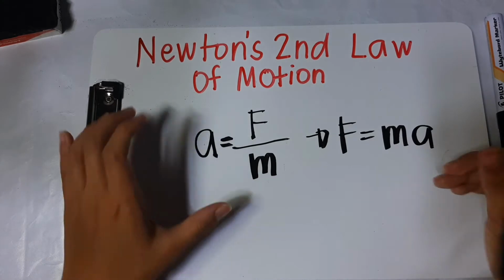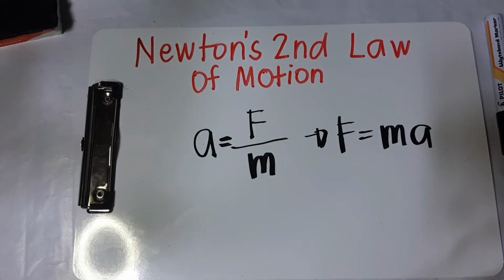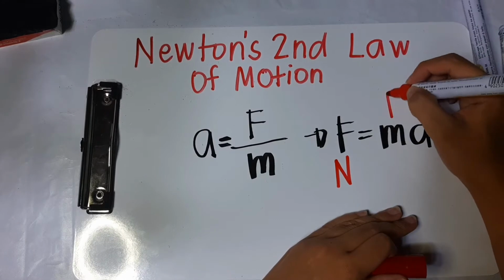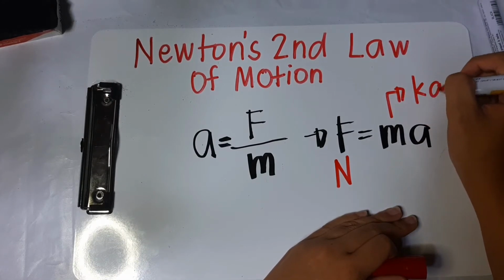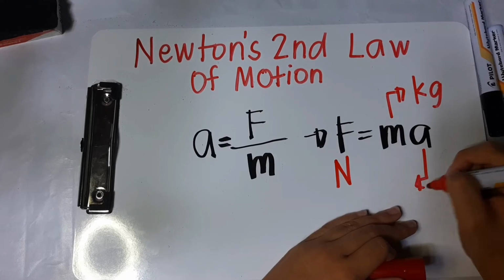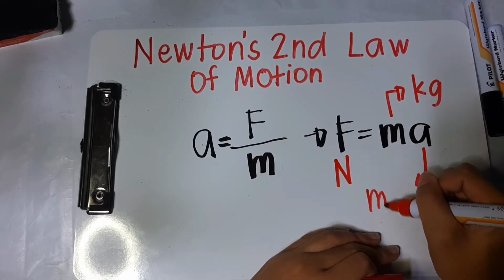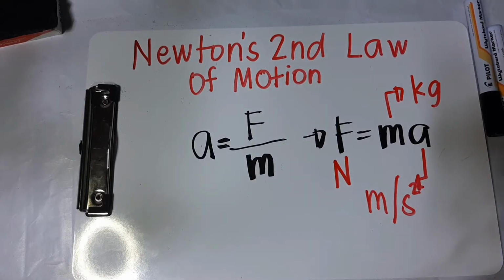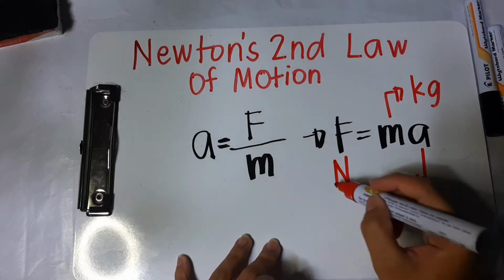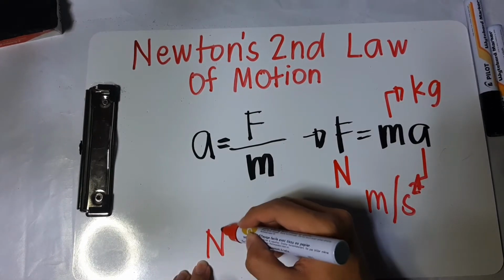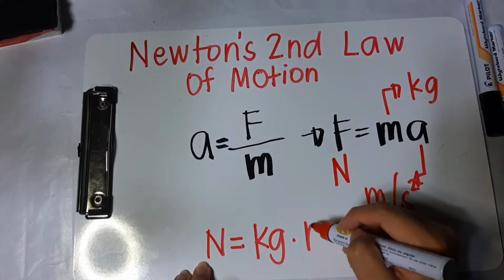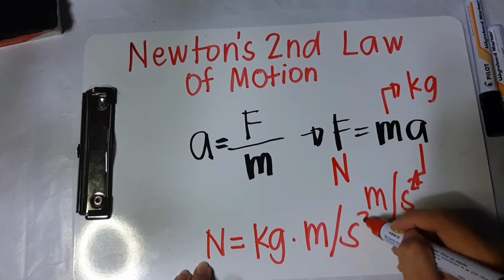Now, the unit that we're going to use for force is Newton. For mass, that's kilograms. And for acceleration, that's meters per second squared. So, in other words, we can rewrite Newton is equal now to kilogram times meter over second squared.